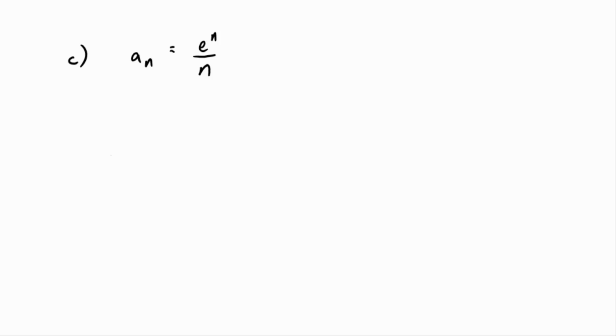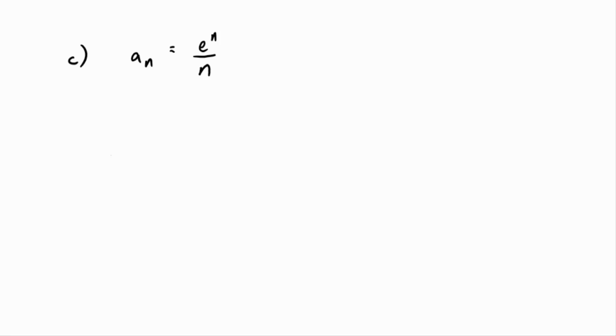Part C, a_n equals e to the n over n. Does it converge? As n gets bigger, does it converge to anything? What's your gut tell you? How does e to the n compare to the denominator n? A lot bigger, right? It gets a lot bigger eventually. So what's your gut tell you? It's going to diverge to infinity, yeah.